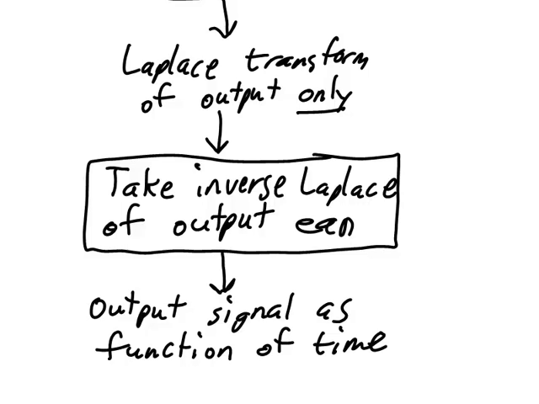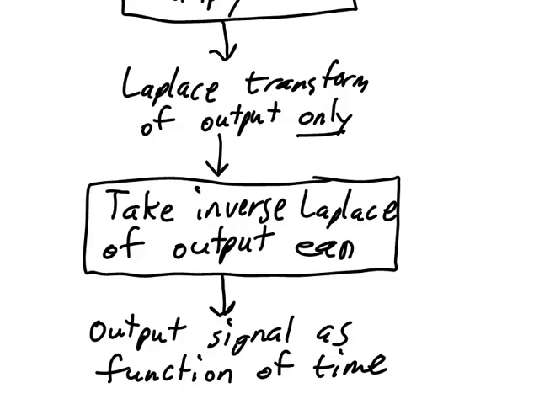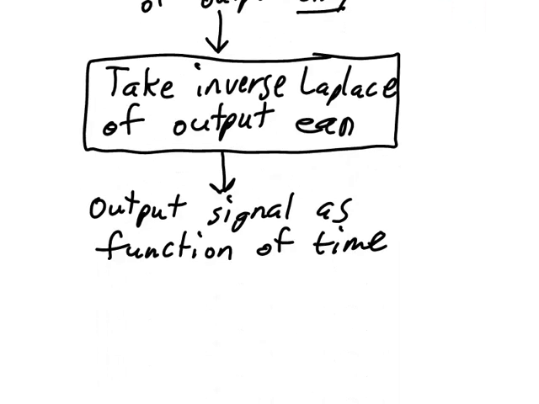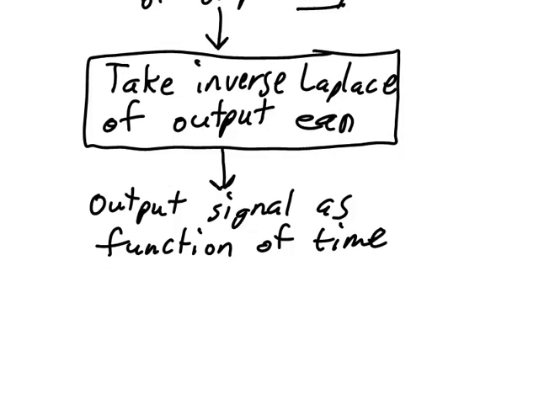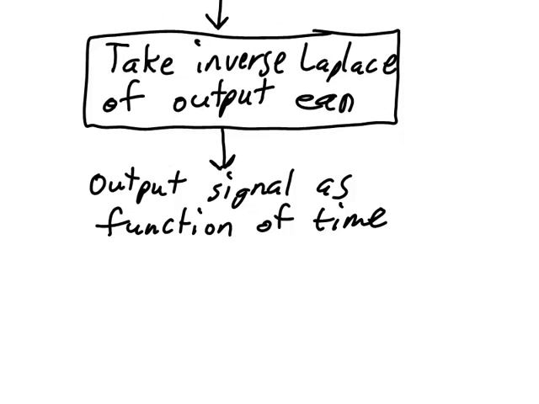Now, let's take a look at some examples. For now, since we haven't yet learned how to do the inverse Laplace, we're going to skip this step, and I'll show you a shortcut that will allow us to find the output for just a couple of signals.